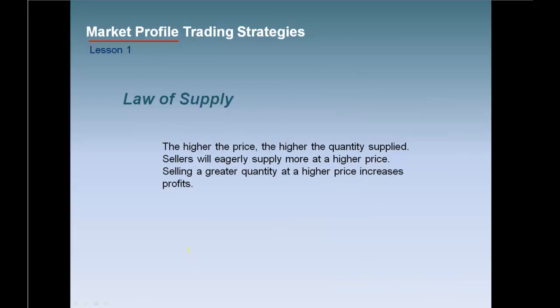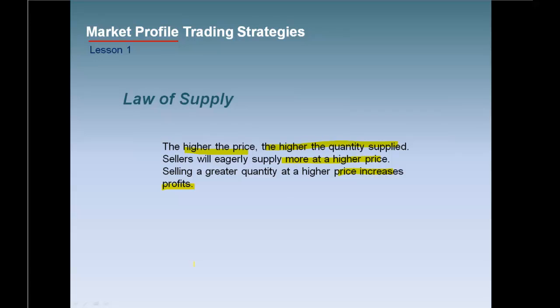The law of supply now tells us that the higher the price, the higher the quantity supplied. And it makes sense. When something is very expensive and you can get a lot of money for it, well, guess what? More people will be willing to sell it. Sellers will eagerly supply more at a higher price because if they sell at that higher price, what is going to happen? They will make more money. Price increases profits. When you sell at a higher price, you will make more money.